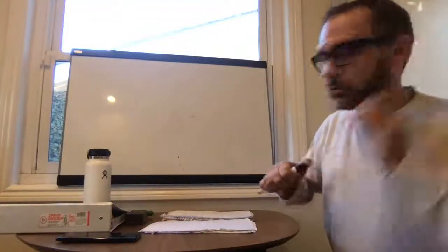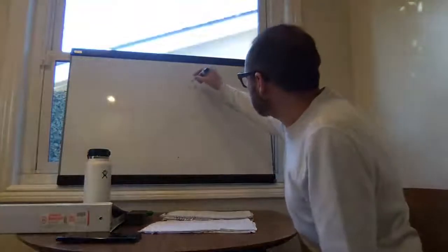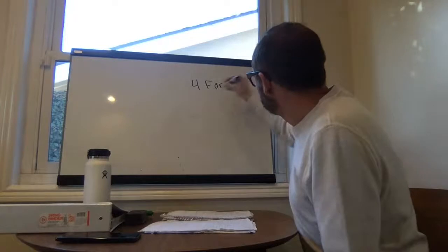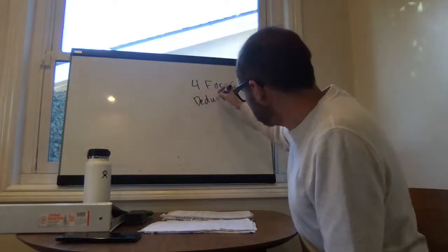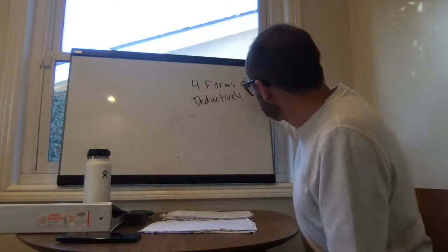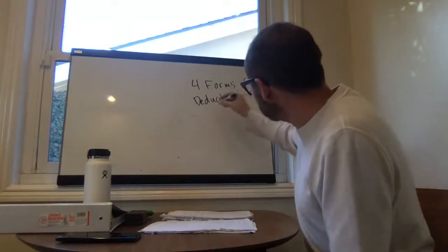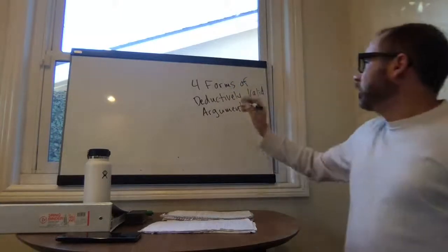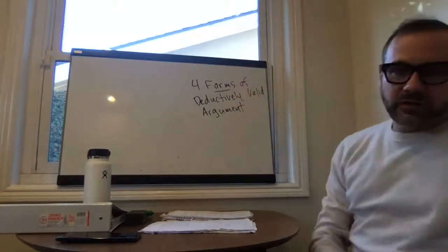So now what we will do is move on and talk a little bit more about some different types of deductively valid arguments. There are 4 forms of deductively valid argument that we will have to learn about today. Okay, so, forms of deductively valid argument.